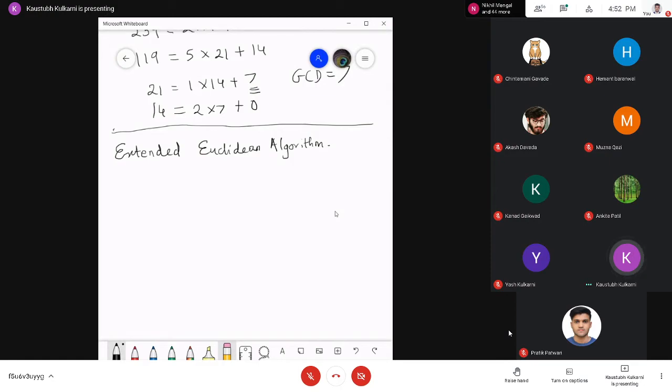And the fact is that GCD of A and B can be expressed as a linear combination of A and B. That is, GCD of A and B is AX plus BY, where X and Y are also integers, positive, negative, anything, but X and Y are also integers.